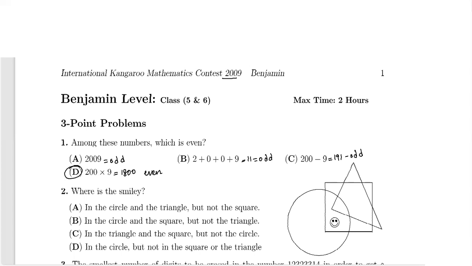Where is the smiley? So if we see closely, the smiley is actually in the circle and the square, but smiley is not part of the triangle. It is outside the triangle. So the smiley is in the circle and the square, but not in the triangle. So the correct answer is option B.